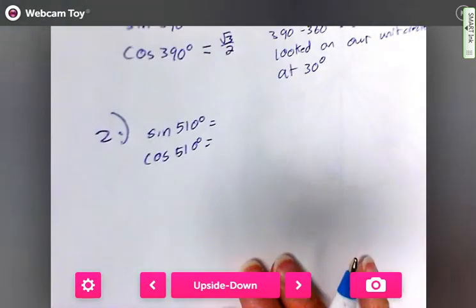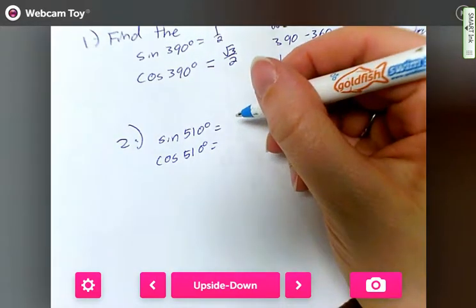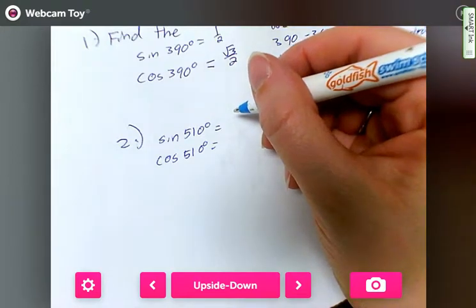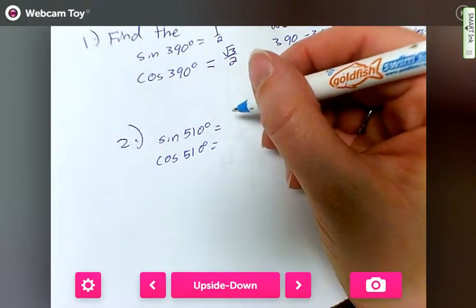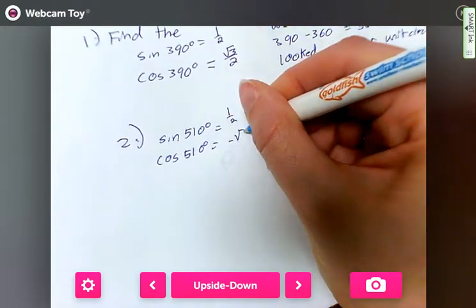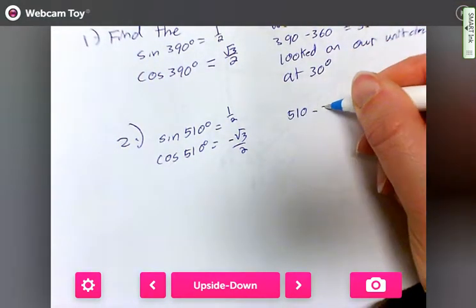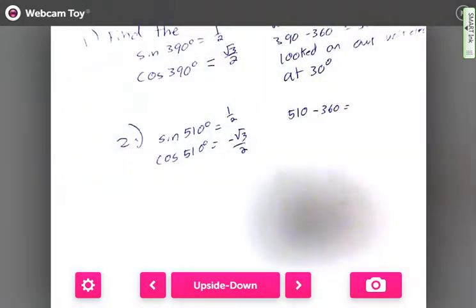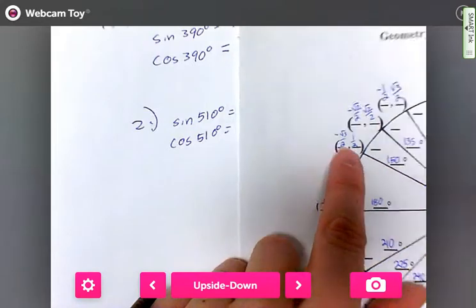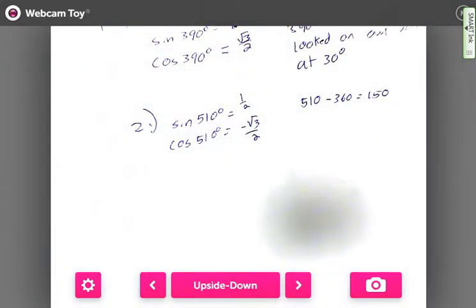What's the sine of 510? Who knows? Yes, Jonas? I think the sine's 1/2 and the cosine's negative square root 3 over 2. Right? Because we do 510 minus 360, and what do we get? 150. 150, and remember, the first one's the cosine and the second one's the sine. Okay? All right.